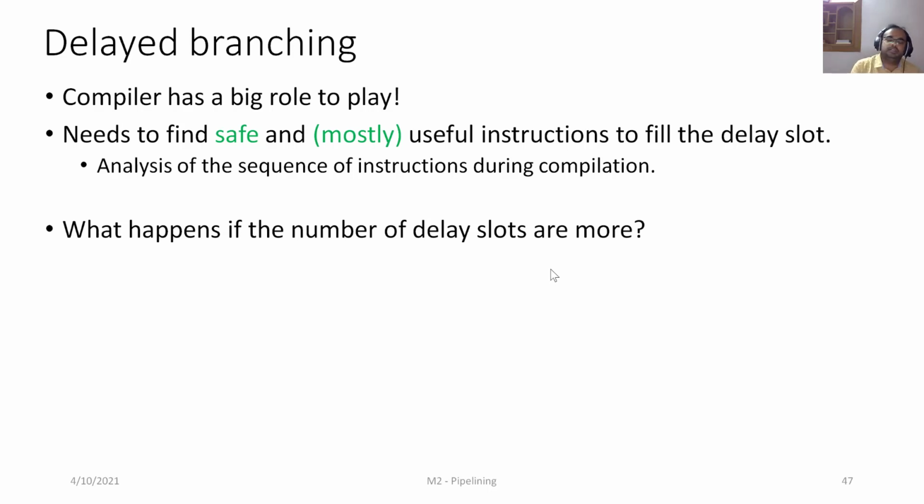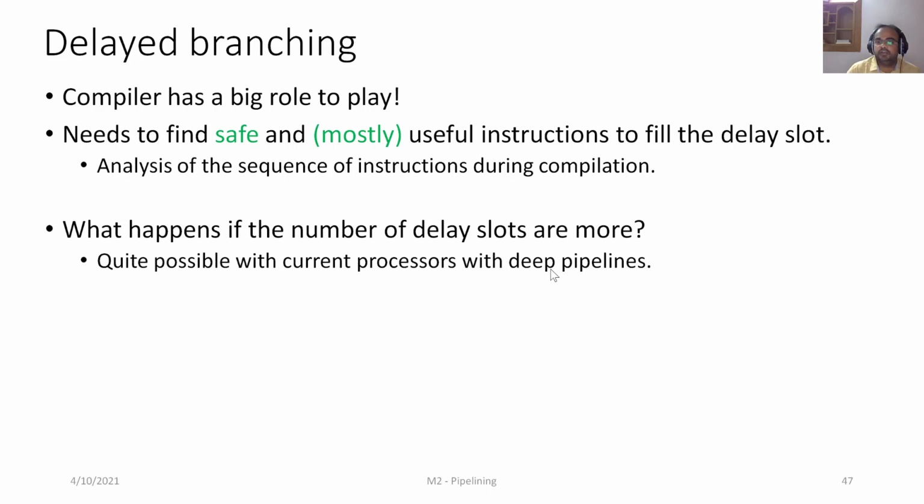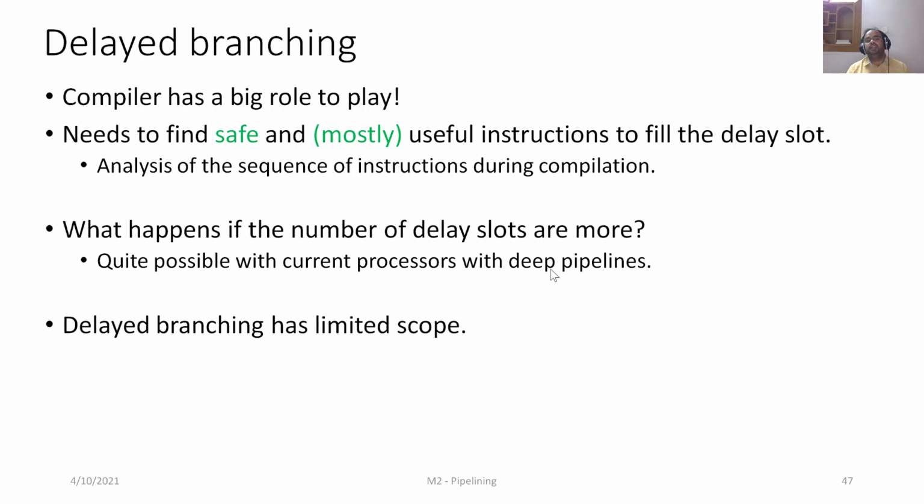Now, what happens if we have more delay slots? What we have seen prior is just one delay slot. But in deeper pipelines, where we have 14 to 20 or maybe even more stages, the branch delay slots might be more than one. So the compiler needs to provide that many safe and useful instructions. It is a huge task and it might not be possible all the time. That is the reason delayed branching has very limited scope, primarily because the compiler has a limited scope of finding the safe instructions.